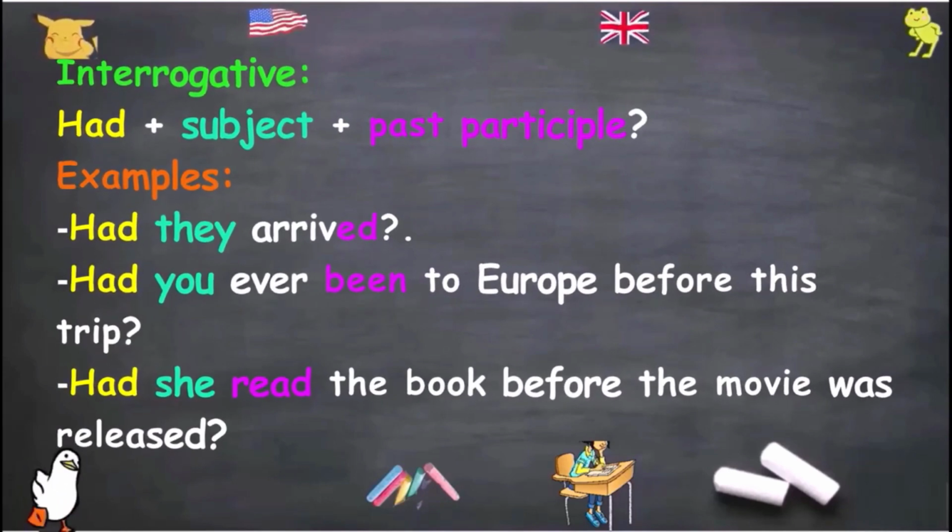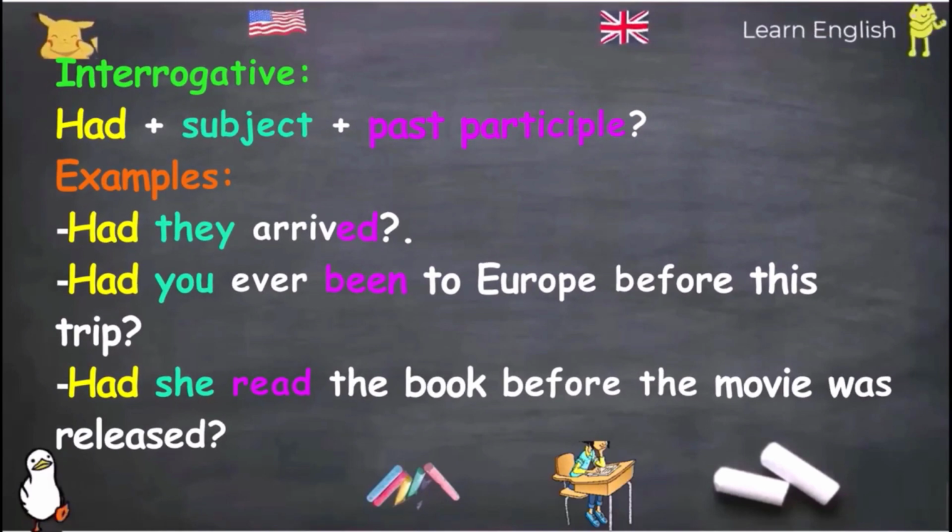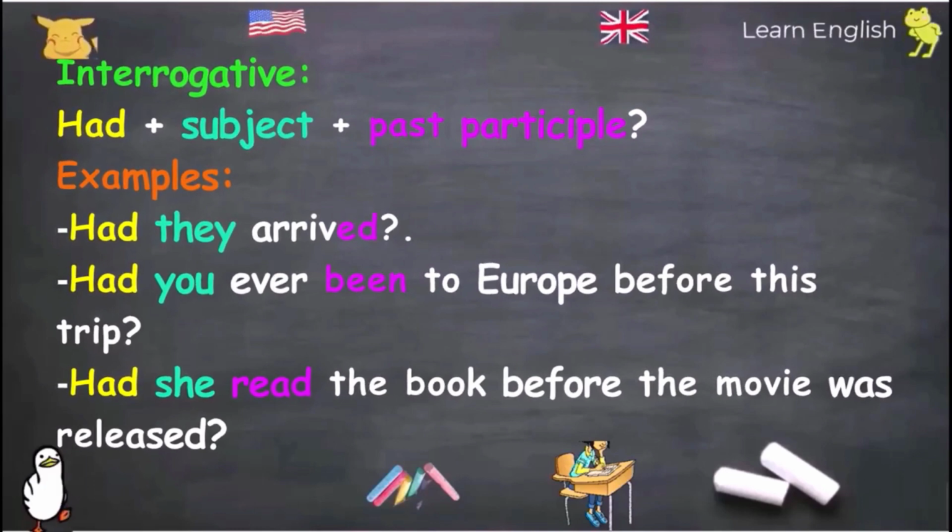Interrogative: had, plus subject, plus past participle. Examples: Had they arrived? Had you ever been to Europe before this trip? Had she read the book before the movie was released?